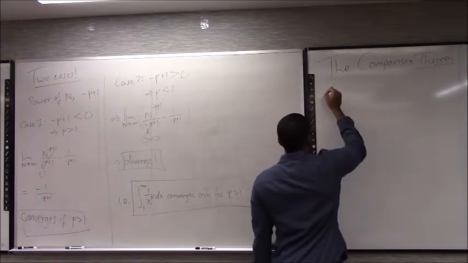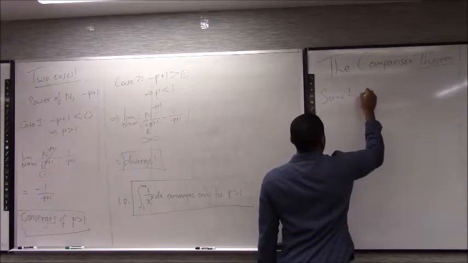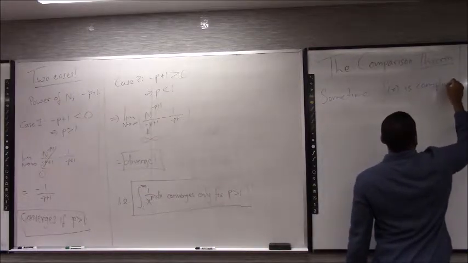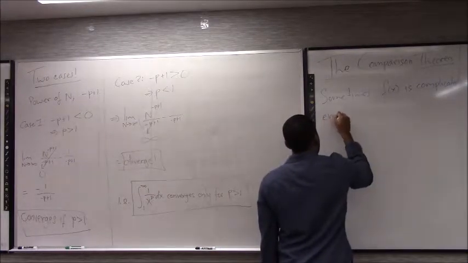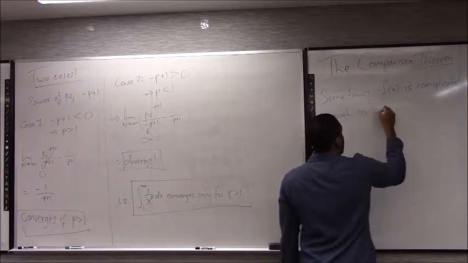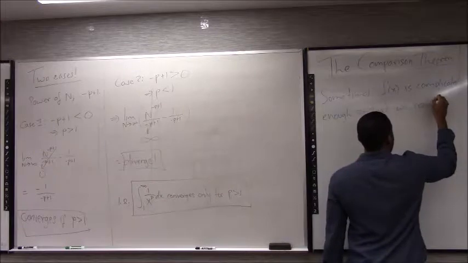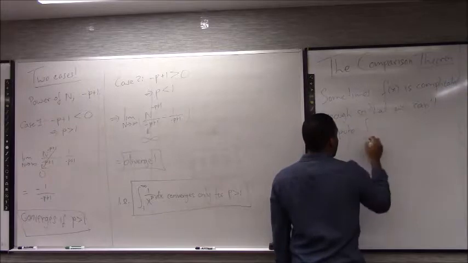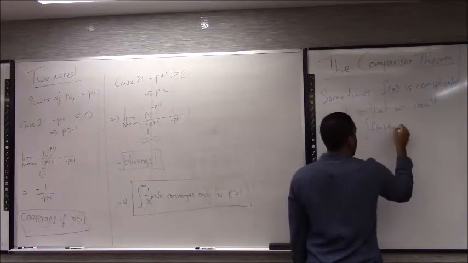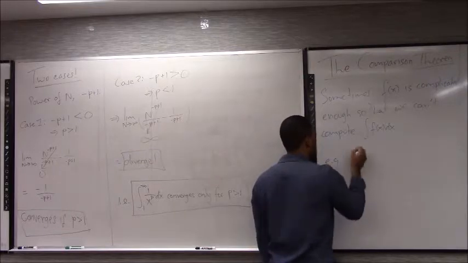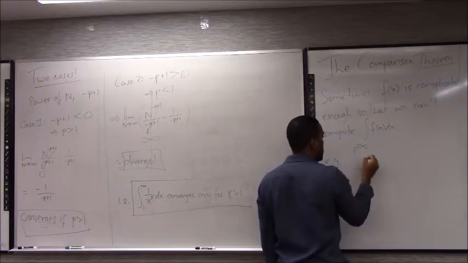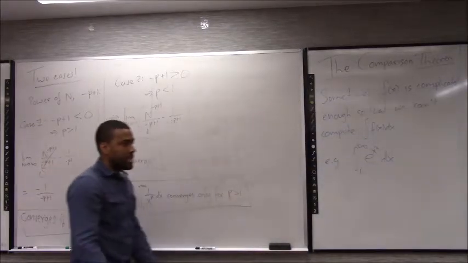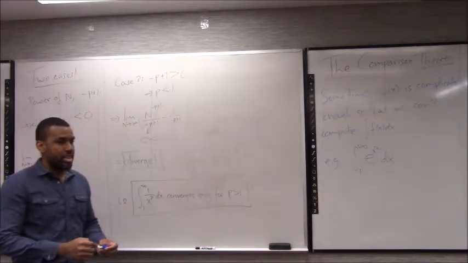And the idea behind this is sometimes f of x is complicated enough so that we can't compute the integral of f of x dx. An example of something like that would be the integral from 1 to infinity of e to the x squared. I mentioned this before, that that's something we do not know how to integrate. I can't get to a formula for that.